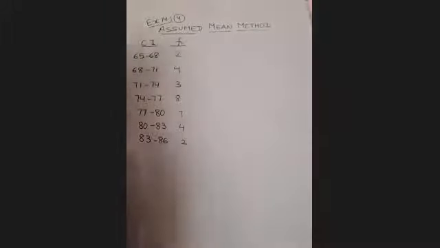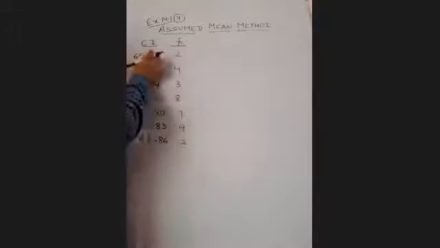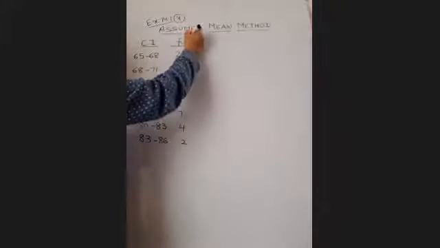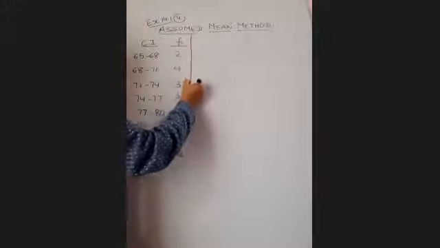Children, see. Here we are given intervals 65 to 68, 68 to 71 and so on. What is the class width here? What is the class size? 3. 68 minus 65 is 3.